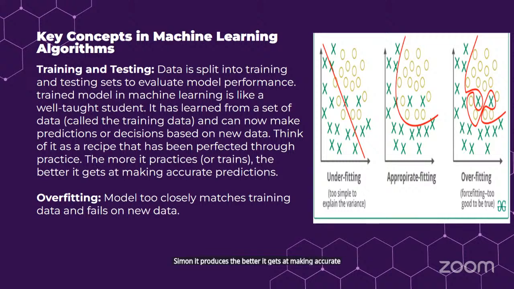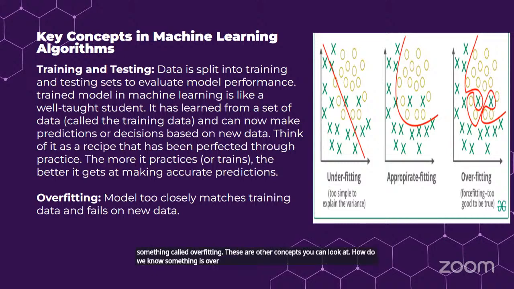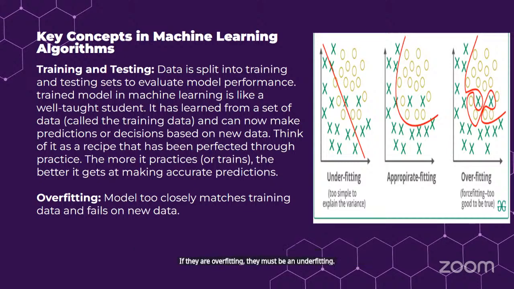There's something called overfitting. These are other concepts you can look at. How do we know our model is overfitted or underfitted? Because if there's overfitting, there must be underfitting. Overfitting is when a model closely matches the training data and fails on new data sets.